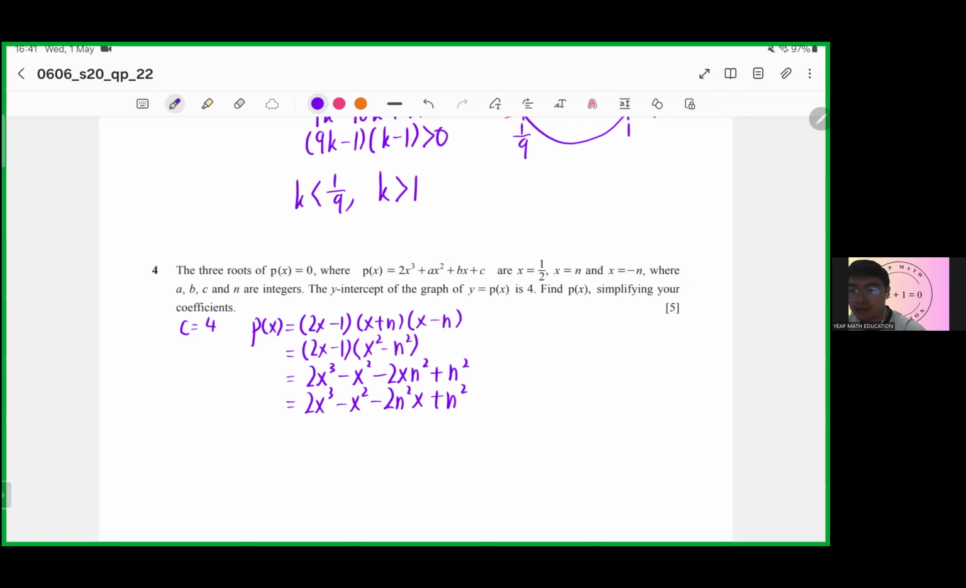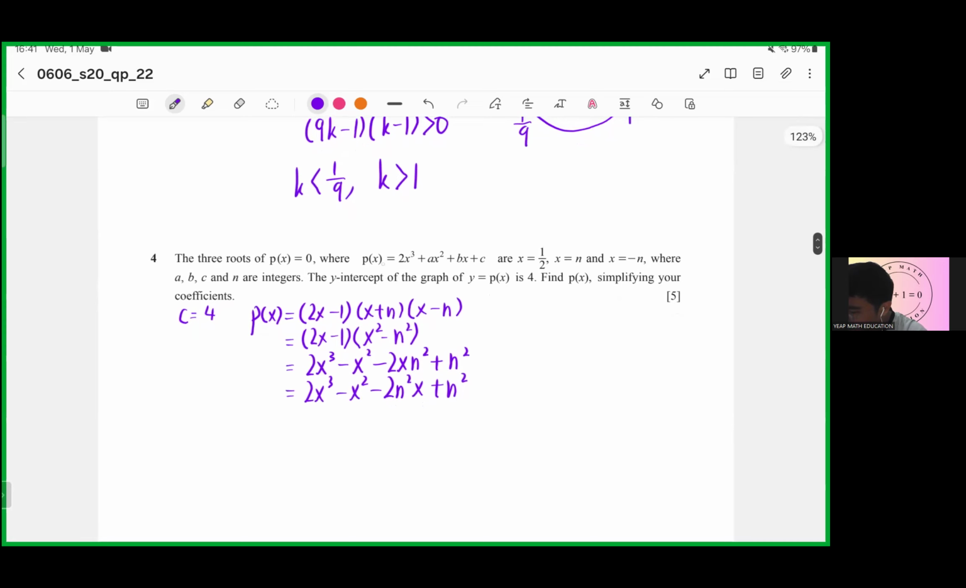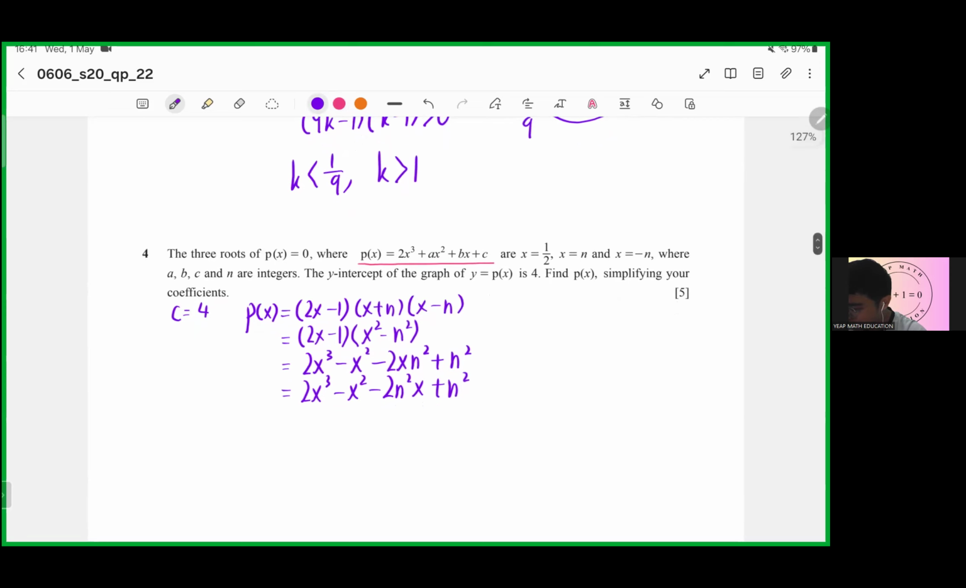Okay, after we expand for these forms, now we compare for this. Now we look for a equals negative 1, and then we look at c. c is equal to false, right? So n squared equals 4. So we can get n equals, actually I just take positive, it's an easy way. So n equals 2.